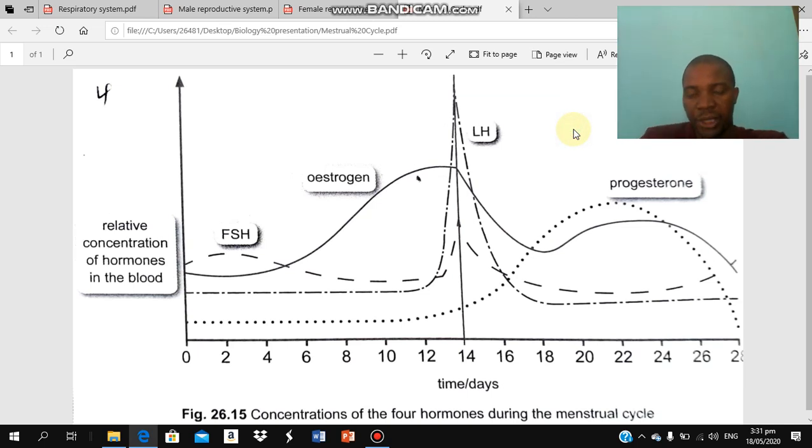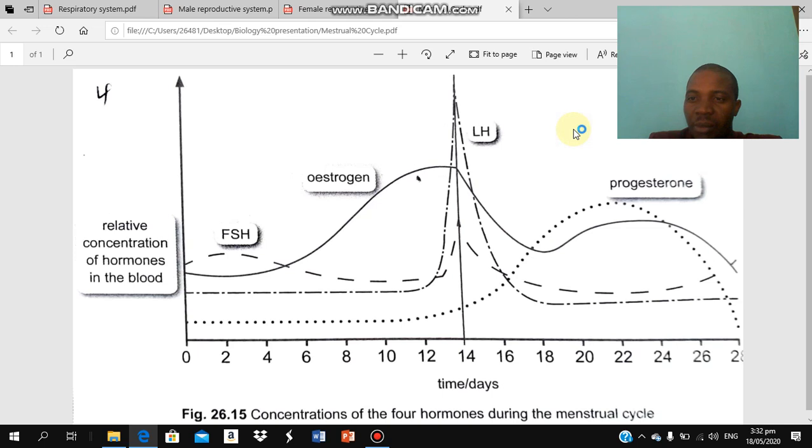Right, today we are going to focus on the menstruation cycle, and as I said, the menstruation cycle is controlled by two hormones. Name the hormones which control the menstruation cycle. At this level, we only need to know estrogen and progesterone. Estrogen and progesterone are the two hormones which control the menstruation cycle.